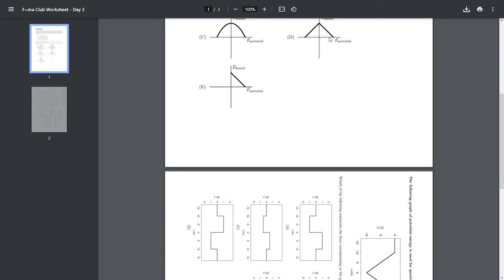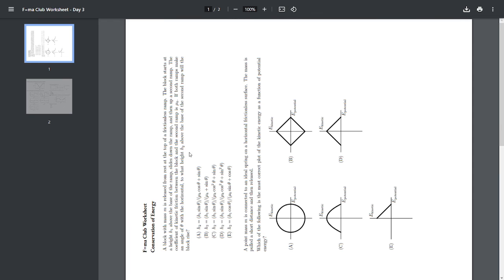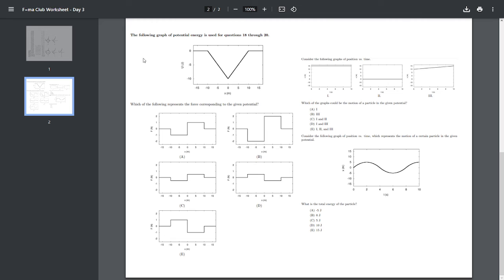All right. Oh, this is the flipped one. Okay, I'm sorry. All right, so now we have the 3 free responses. We have the following graph of potential energy used for questions 18 through 20, and this is 18 through 20 if you couldn't tell. So which of the following represents the force of the given potential? Okay, so let's start working on this then.